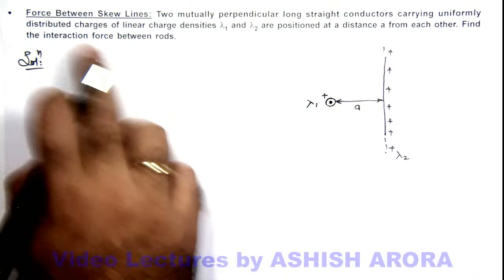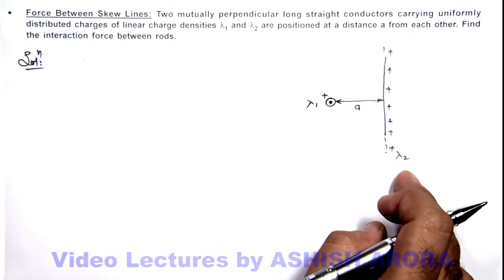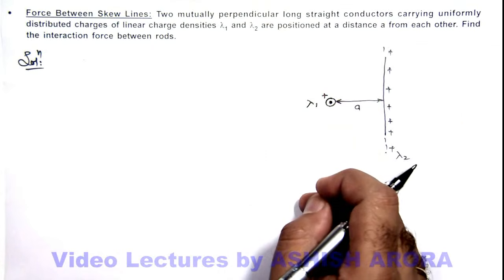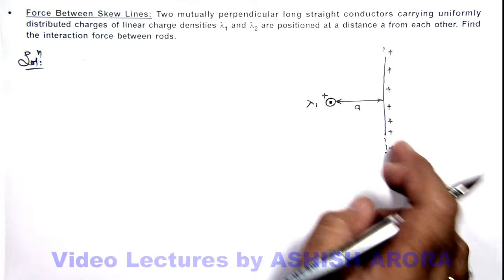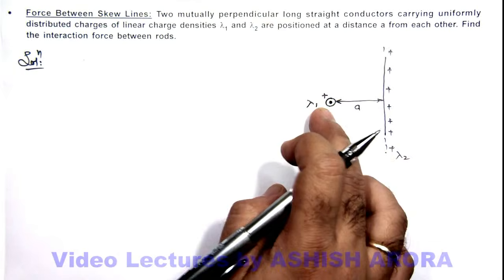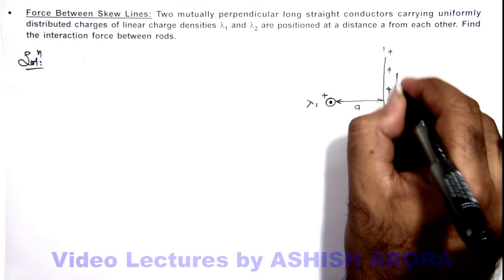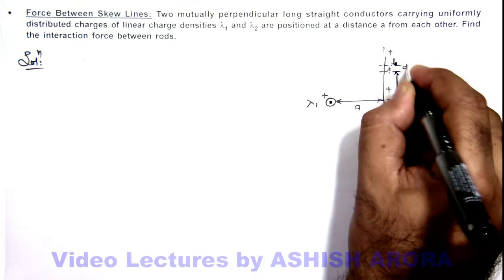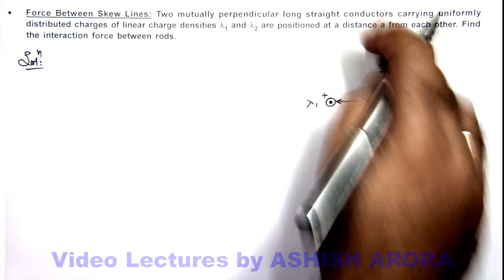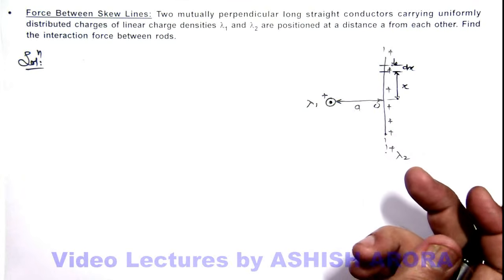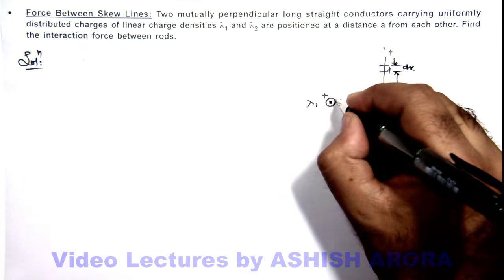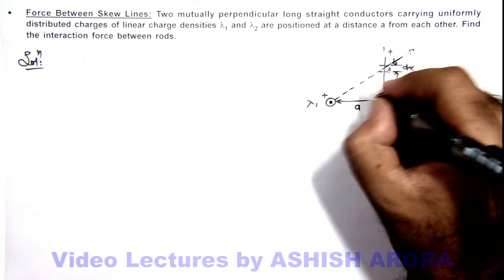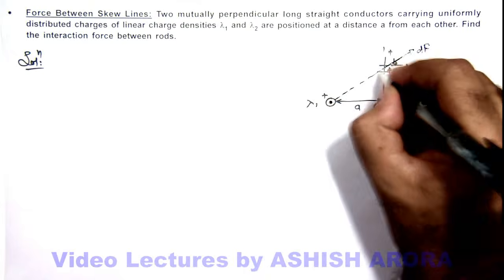Here we are required to find the interaction force between these two rods, and we can treat these conductors to be long because it is given in the problem. To calculate the force on the second conductor due to the first conductor, we consider an element at a distance x, of width dx, from this point O. I am taking this point O as the center of the second conductor. Now, due to the first conductor at this point, there will be an electric field in radially outward direction, and due to that electric field only, this element will experience a force.